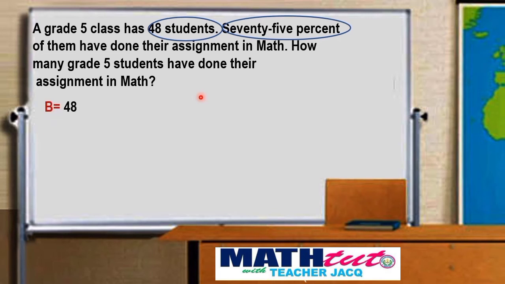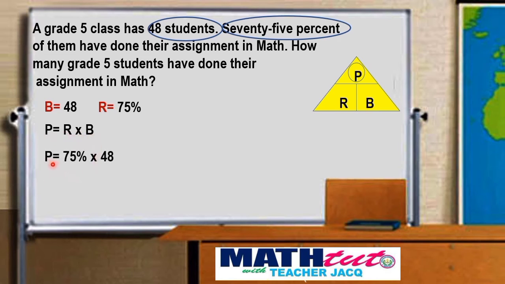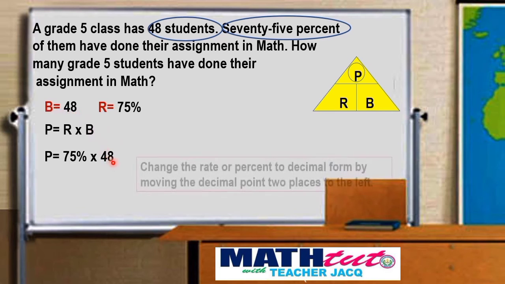Okay? So, yung 48, yun yung ating base kasi yun yung total number of students ng grade 5 class. And of course, yung 75%, yun yung ating rate. So, nawawala ngayon yung ating percentage. Tignan natin si magic triangle. Nawawala si percentage. So, ang ating formula ay rate times base. So, P is equals to R times B. Substitute natin. P is equals to yung ating rate na 75% multiplied by base, which is 48.